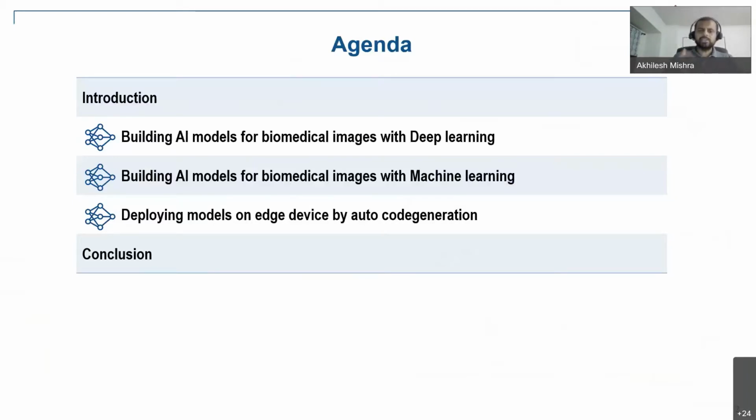And finally, towards the end of the presentation, I would try to cover how you can auto-generate code, C++ code, CUDA code, or even FPGA code if you would like to deploy your algorithm with deep learning, machine learning on biomedical images in an embedded device or even in a cloud-based platform. And then finally, we'll come to the conclusion where we'll discuss a few takeaways and some next steps.